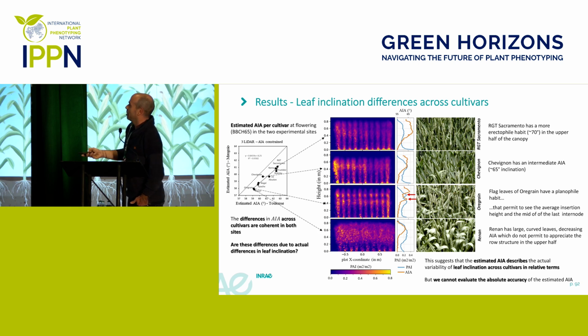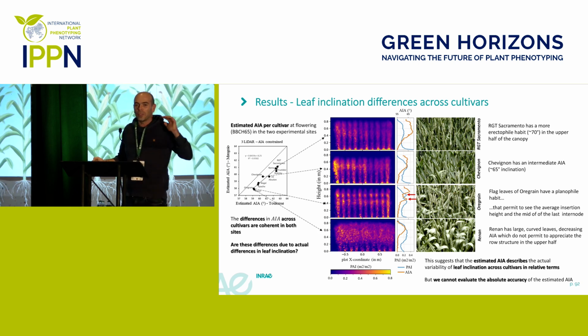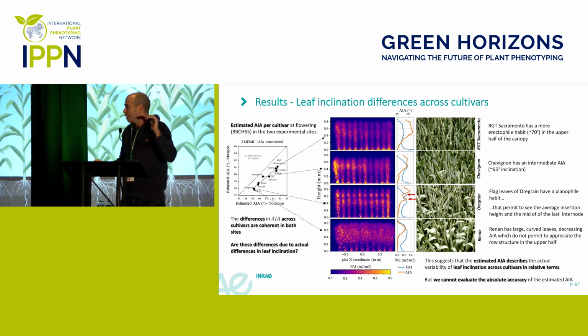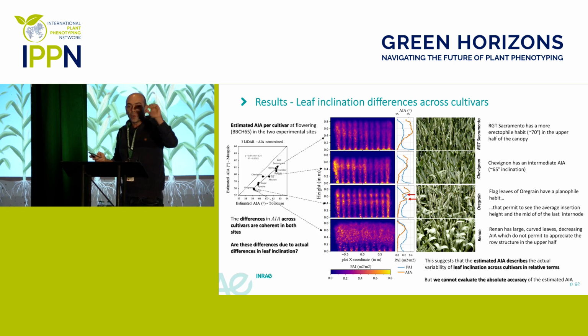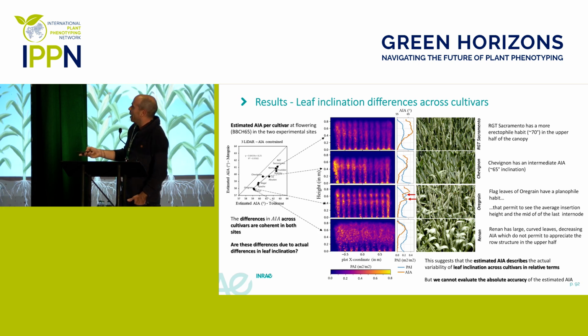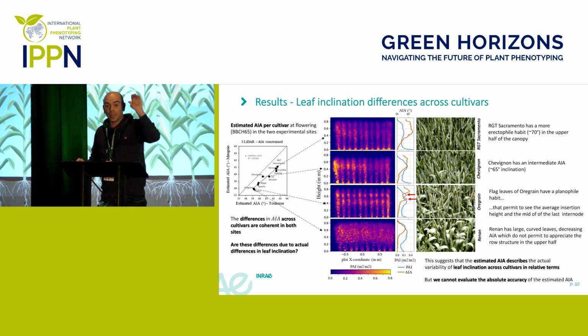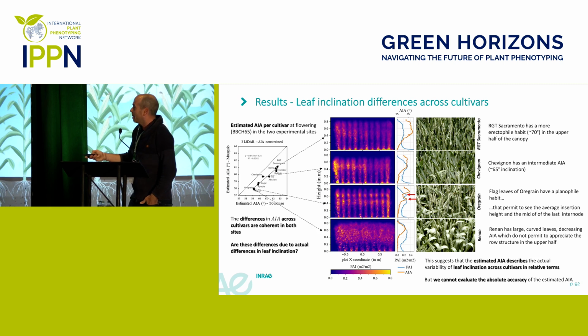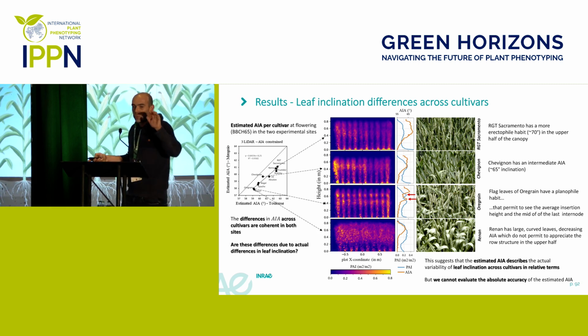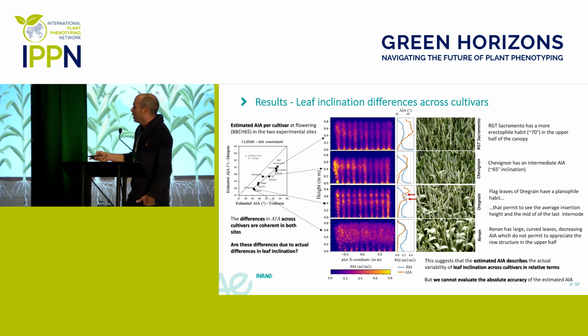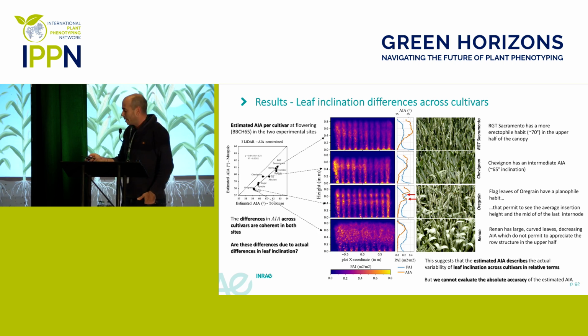Renan is a kind of outlier because it's a cultivar with very large and very curved leaves that decreases a lot the average leaf angle, especially at the top of the canopy, where the curvature of the leaves makes the average leaf angle decrease. And also, due to that particular architecture, in this distribution of the leaf inclination, we don't appreciate clearly the row structure in the plant area index.